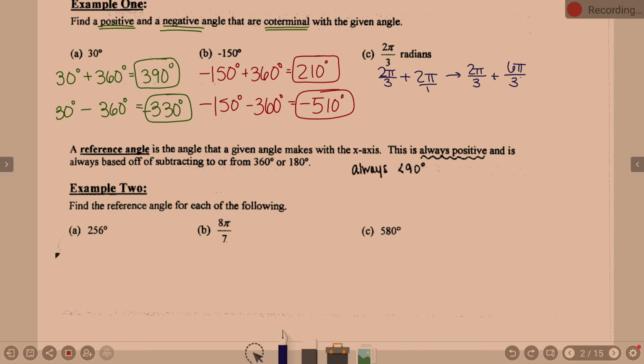So then what's 2 pi over 3 plus 6 pi over 3? 8 pi over 3. Yeah, you know what I meant. I know what you mean. I wrote the right thing down.